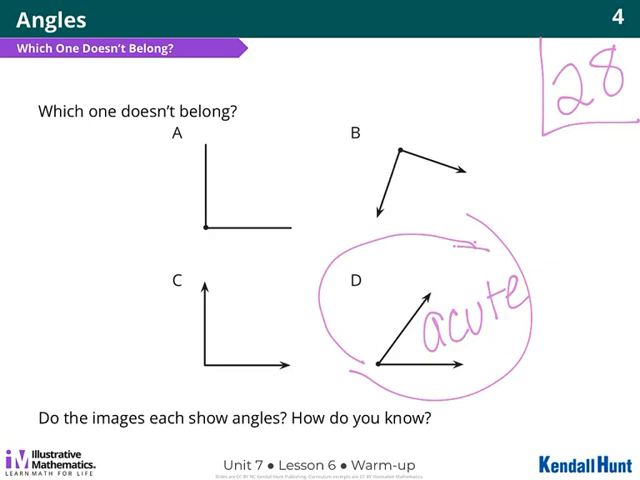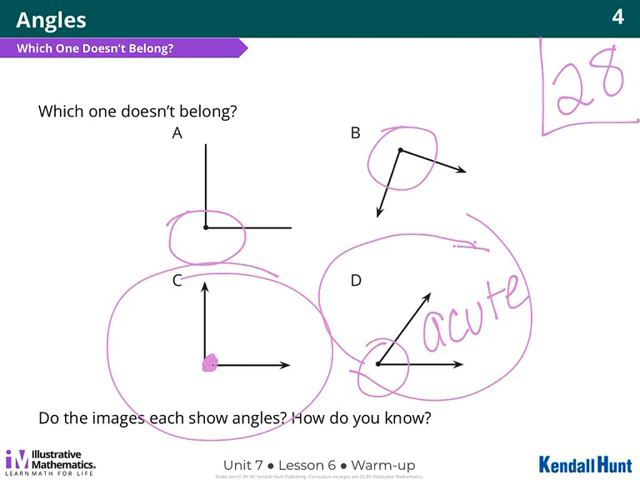It has a vertex, but did they label it or put a dot? No. So if you notice, all of these have the dot for the vertex, but this one was missing. So maybe it's C because it didn't have its vertex labeled. Okay, Kate? Maybe it's A because it doesn't have the arrows on the lines. So maybe it's A because the rays should have either an end point or an arrow, right? Should have something.